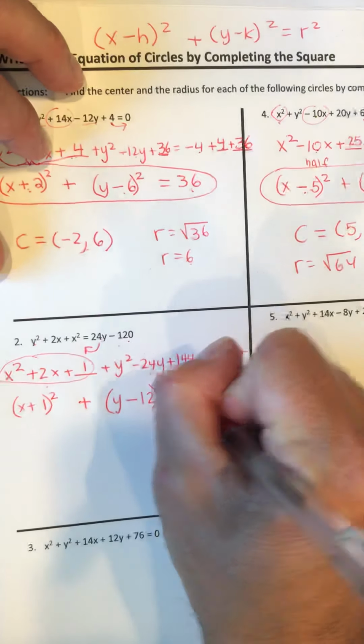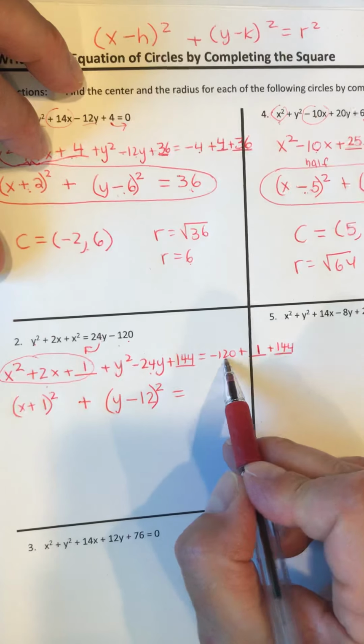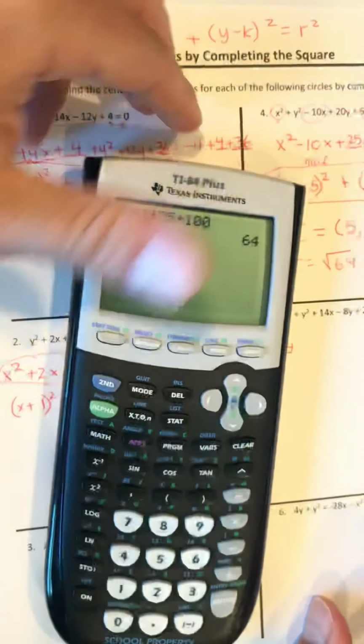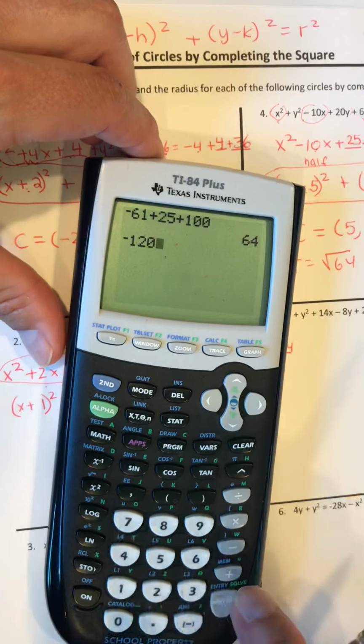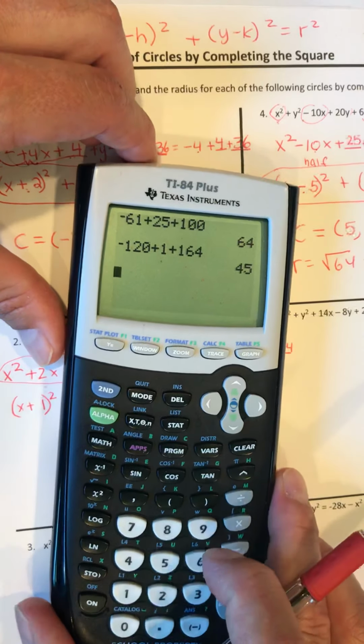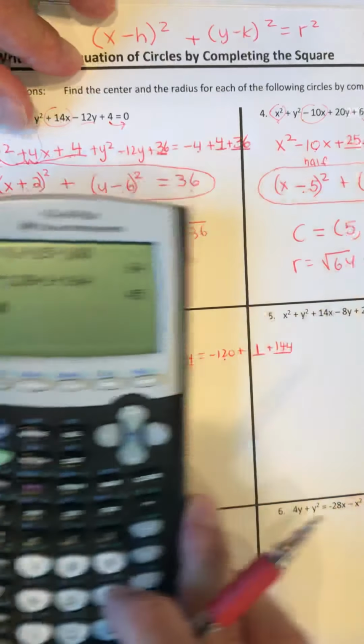On the right side, you're going to combine your negative 120, your 1, and your 144. Again, you can just plug it all right in. Negative 120 plus 1 plus 144. And that's going to come out to 25.